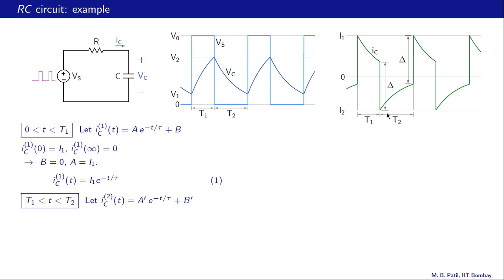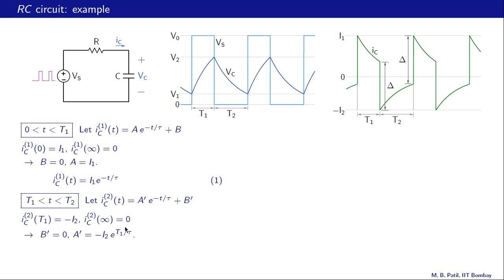The first condition is that IC at t equal to T1 is equal to minus I2. What about the second condition? The second condition can be obtained using the fact that this current would have gone to 0 at t equal to infinity if this change had not happened. So these are the two conditions that we can use, namely IC at T1 equal to minus I2 and IC at infinity equal to 0.